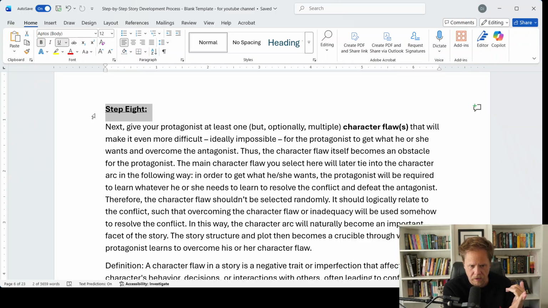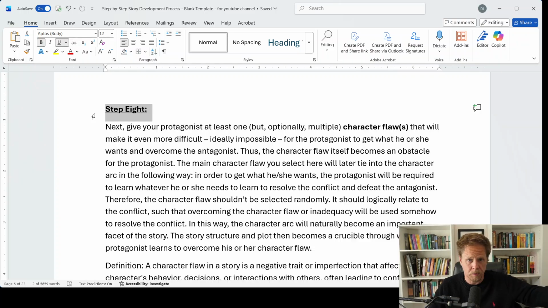First, I want to talk about why this is important. Second, I want to talk about what a character flaw is. And then we're going to do some examples. We're going to look at Harry Potter and things like that. And then we're going to define, we're going to do this together. We're going to define a character flaw for our protagonist, okay?